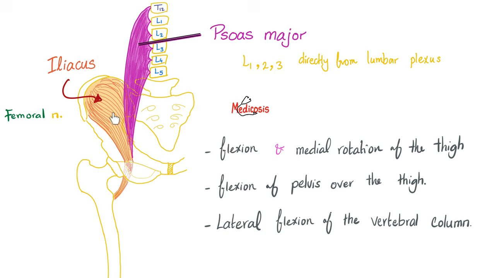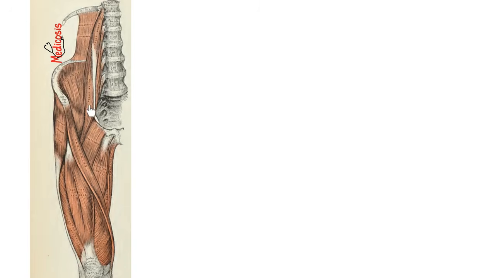Psoas major muscle is supplied by L1, 2, and 3 from the lumbar plexus. As for the iliacus muscle, it's supplied by the femoral nerve, which is the nerve that's going to supply the anterior aspect of your thigh. Who's going to supply the back of my thigh? Oh, that's going to be sciatic. Who's going to supply the medial aspect of my thigh? That will be obturator.